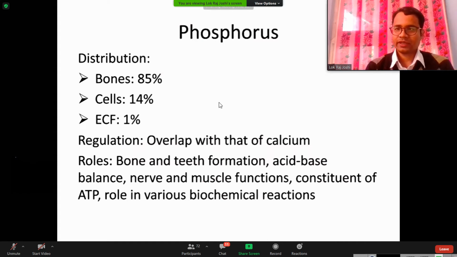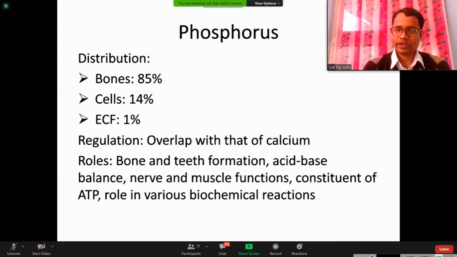Regarding phosphorus, again, most of the phosphorus in the body lies in bones, about 85%, then in the cells and extracellular fluid. And its regulation overlaps with calcium regulation, we will see it. Its role lies together with calcium in most instances, therefore bone and teeth formation and strength. And to some extent, acid-base balance due to the ability of the phosphoric acid and phosphate ions to gain or lose hydrogen ions. And also nerve and muscle functions.